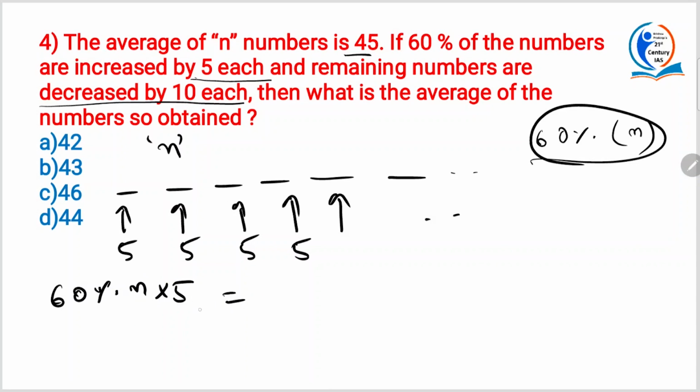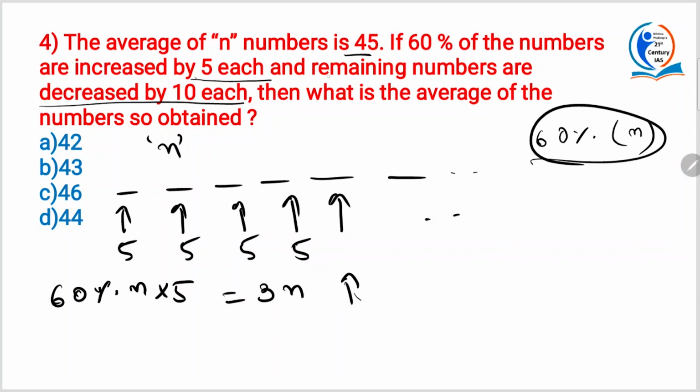Okay, how much is it? It is 3n. Why? 60% of n into 5 is how much? It is equal to 50% of n into 6, no? So that's why it is 3n. Okay, now this is total increase.